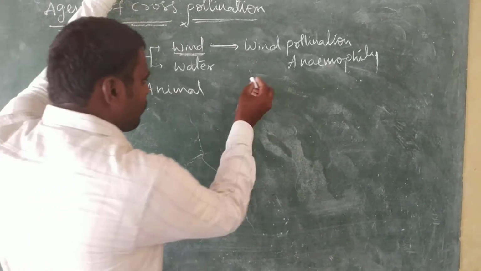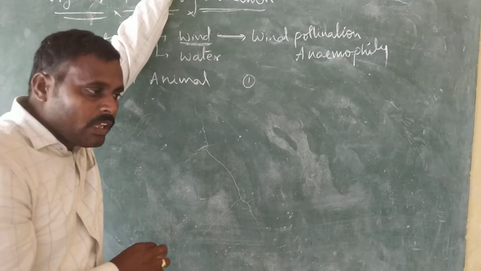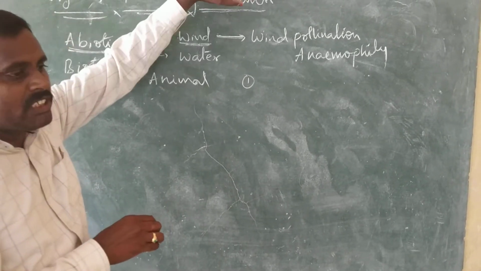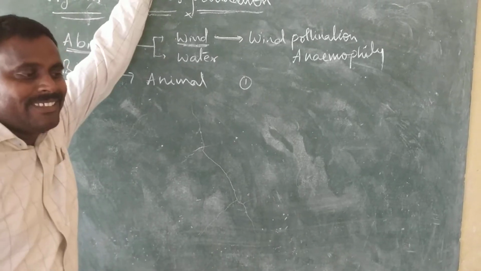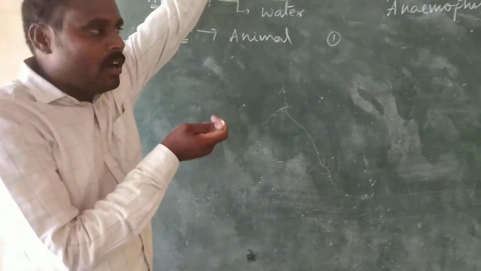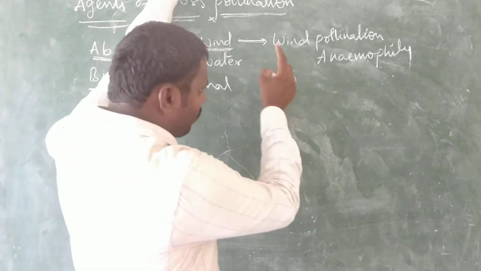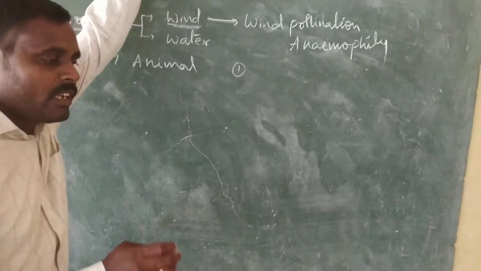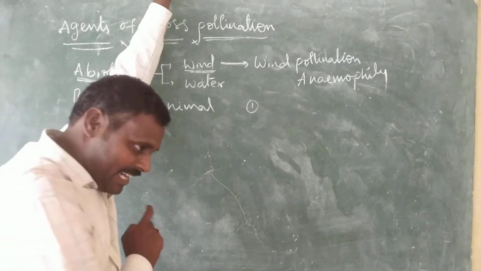Clear? But here, my question. Wind pollination is more common among abiotic pollination. Yes, it is a hit or miss affair process. So wind pollination is a hit or miss affair process. It is non-directional, that means it does not have any direction.